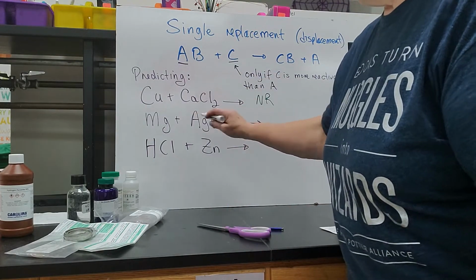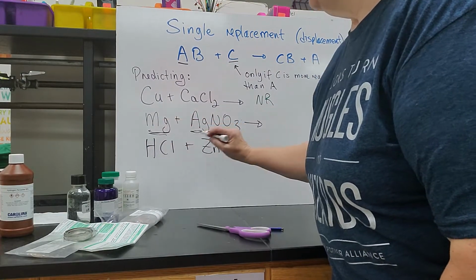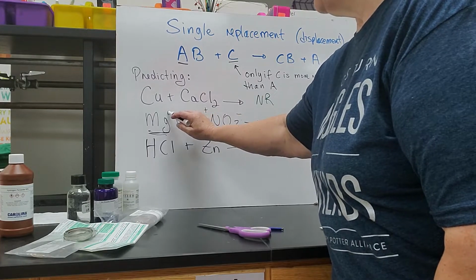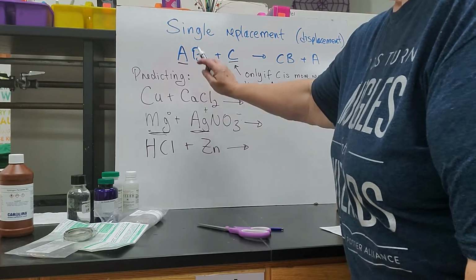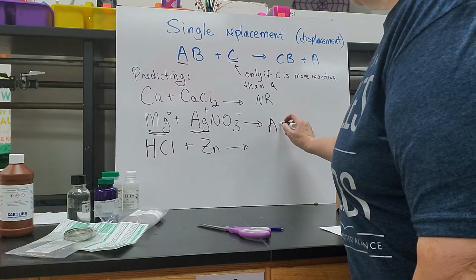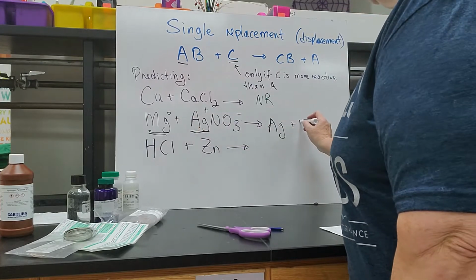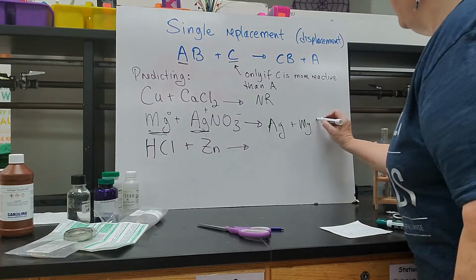So how do I know what's forming? This is a metal, and this is a metal. This part is my negative. Remember, this is positive, this is 0 because it's just still an element. So my magnesium kicked silver out, so I have silver by itself, plus I have the Mg now with the nitrate.